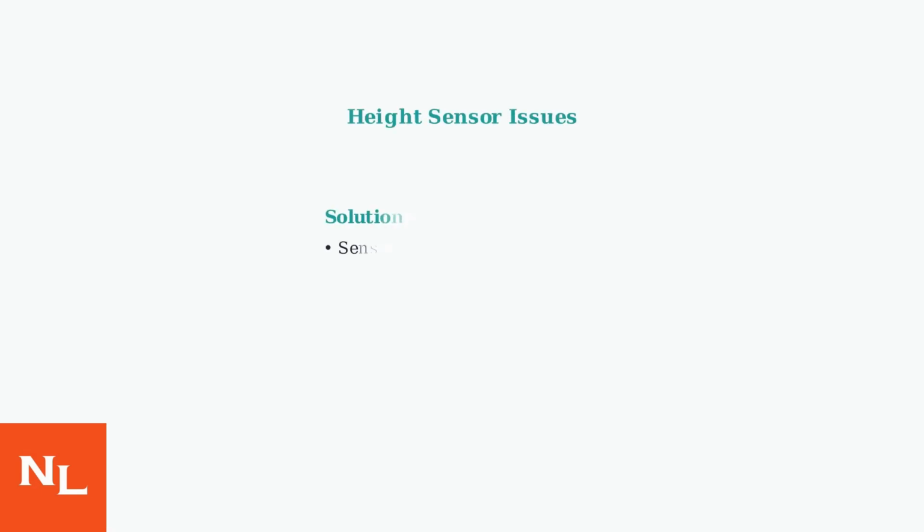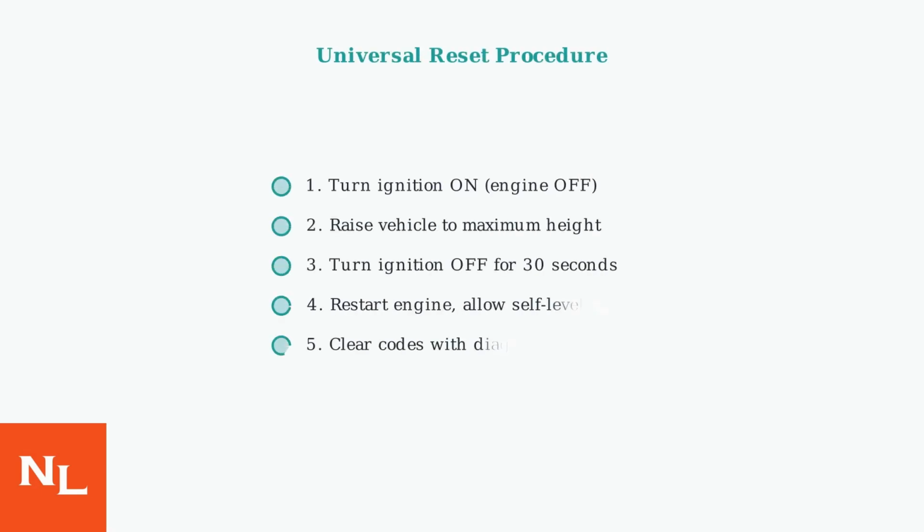Height sensor problems causing uneven ride height may require sensor calibration, reset procedures, or complete sensor replacement, costing $150 to $300. The universal reset method works for most vehicles.